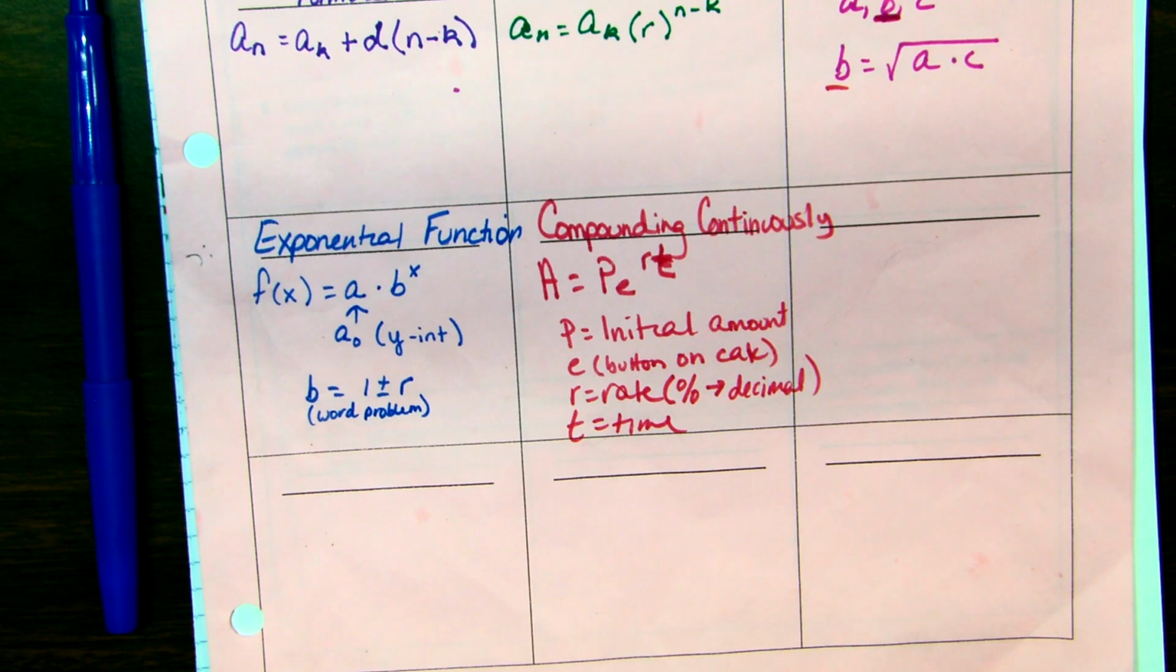And what the variables mean are pretty simple. That number after the equal sign is always your initial amount. Why are they calling it P?